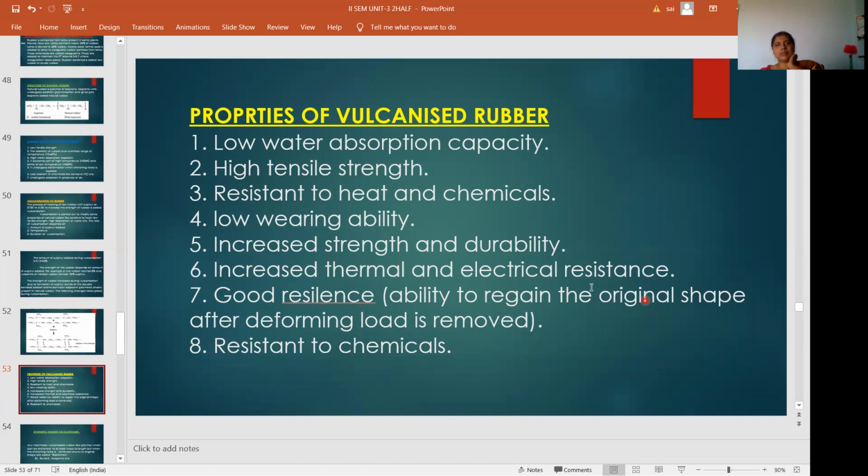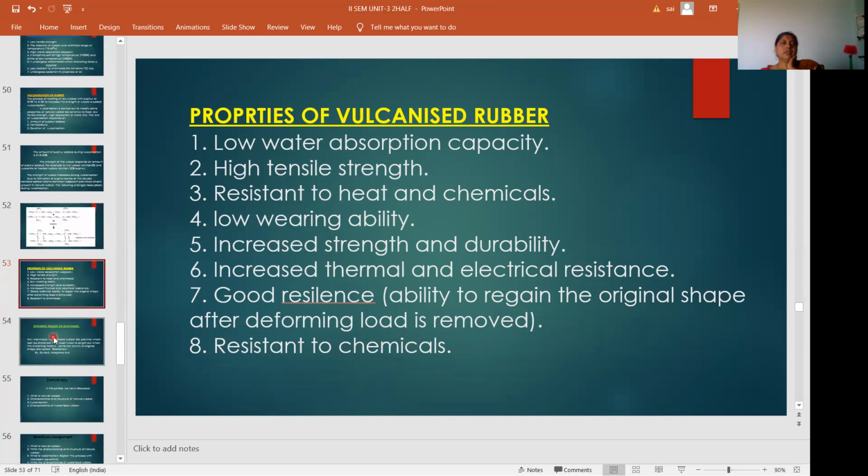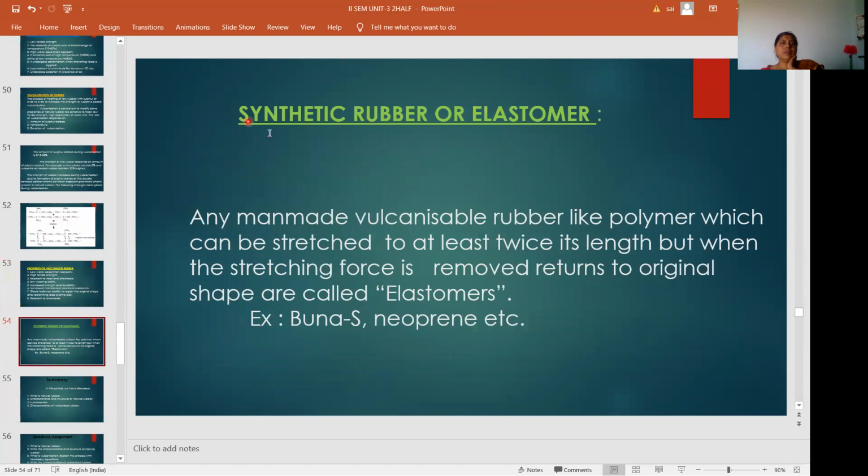Load is removed, it again comes to its original shape and is resistant to chemicals. So these are the properties of vulcanized rubber. So after natural rubber, we have the topic synthetic rubber or elastomer definition.